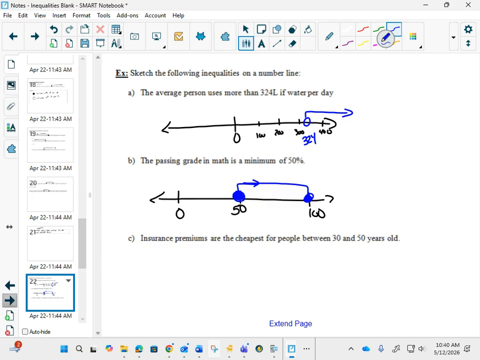Insurance premiums are cheapest for people between, I put 0 on there. 10, 20, 30, 40, 50, 60, 70, 80. Cheapest for people between 30 and 50.